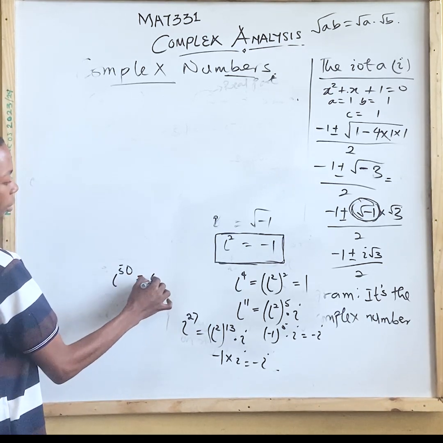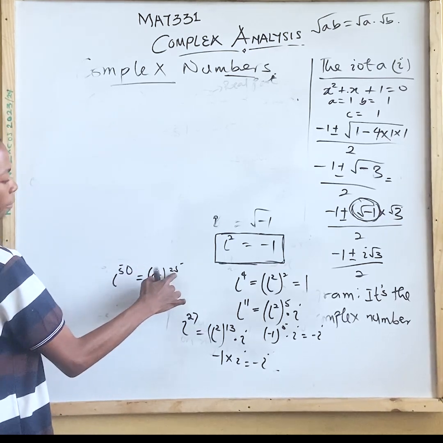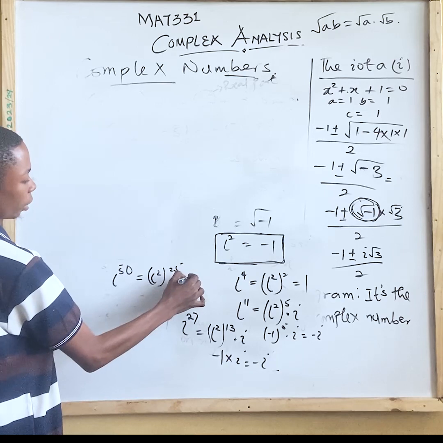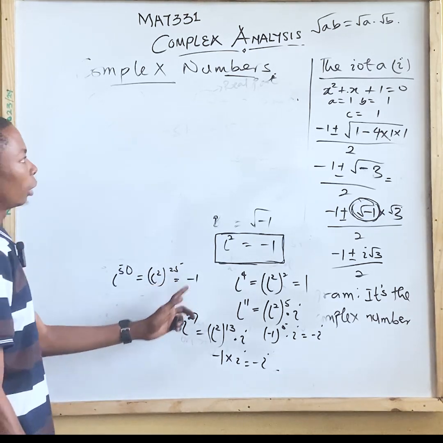You can go over it again and try what is I raised to power 50. I raised to power 50 is I squared raised to power 25. I squared is -1, and -1 raised to an odd power is -1. Okay, so this is how this iota works.